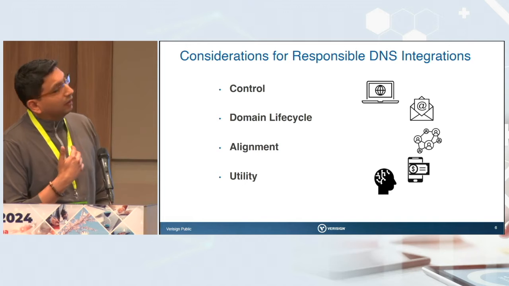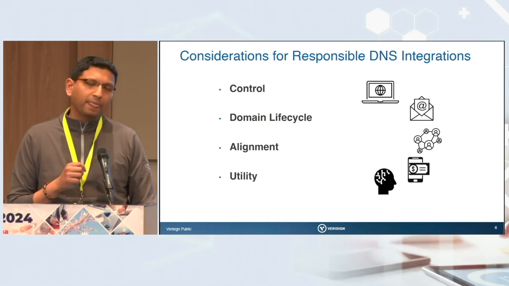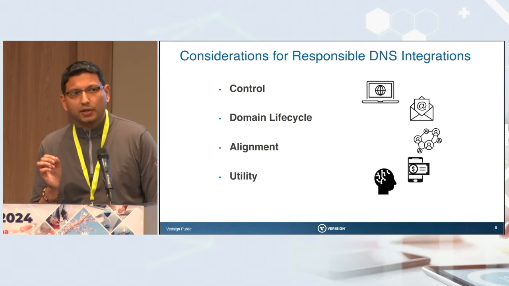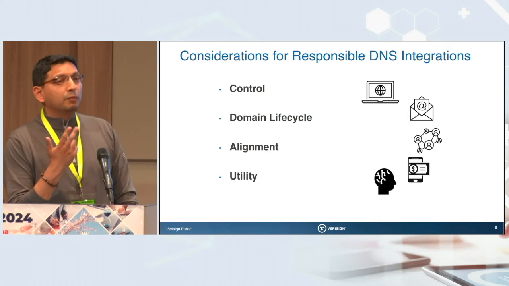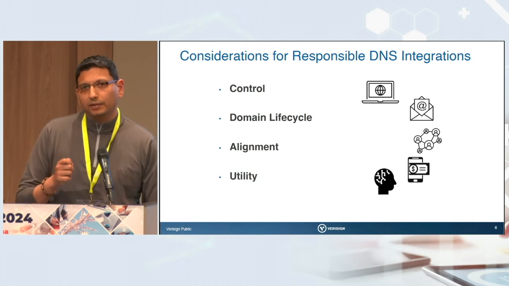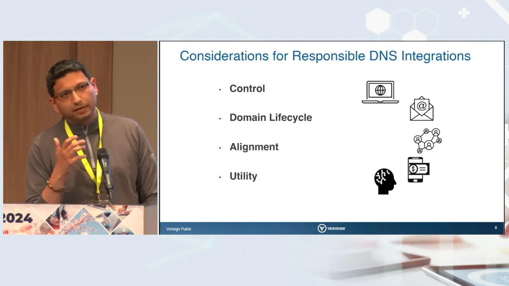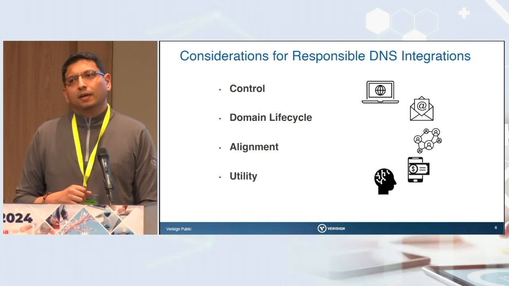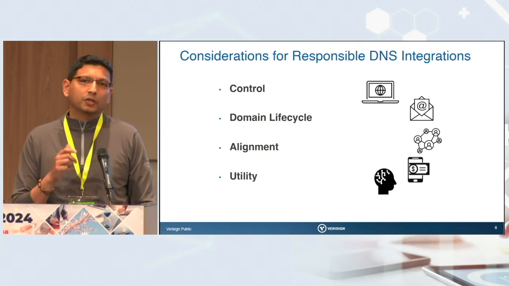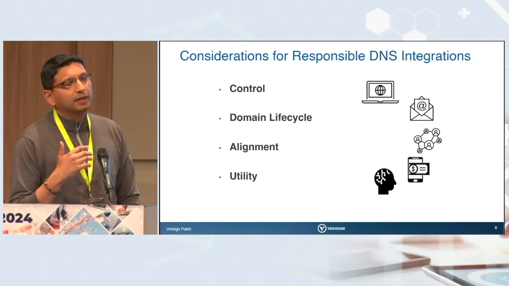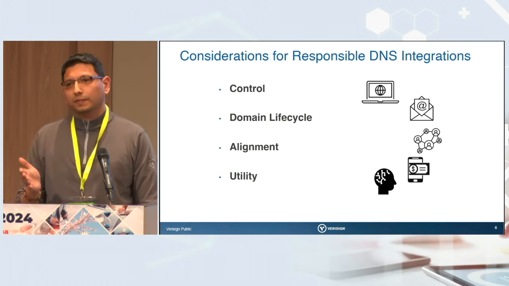But for responsible DNS integrations, there are several considerations. And given the time, I'm just going to focus on domain name lifecycle. Let me quickly give you an example. Assume that there is a W3C verifiable credential that's issued to a subject that's a W3C DID, DNS, which is a domain name. How do we think about this particular verifiable credential when the domain name expires, or is deleted, or is transferred from one registrant to another?